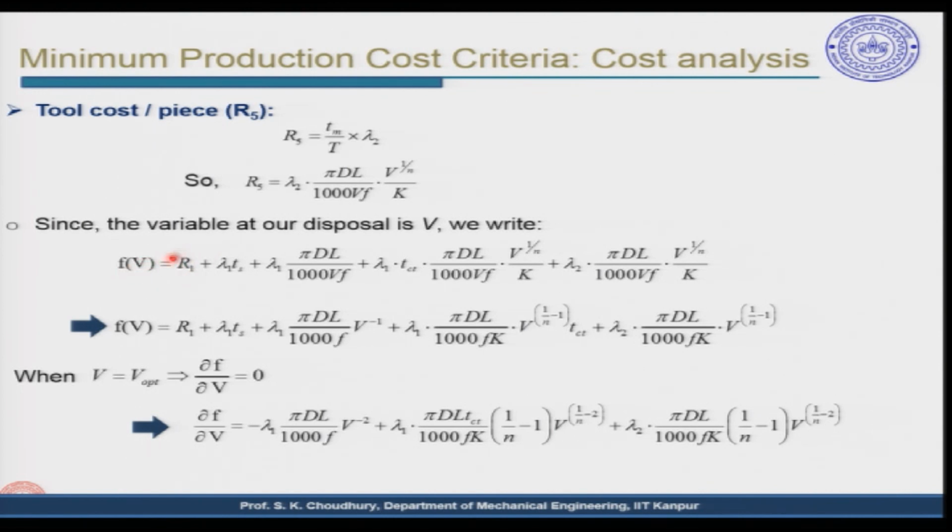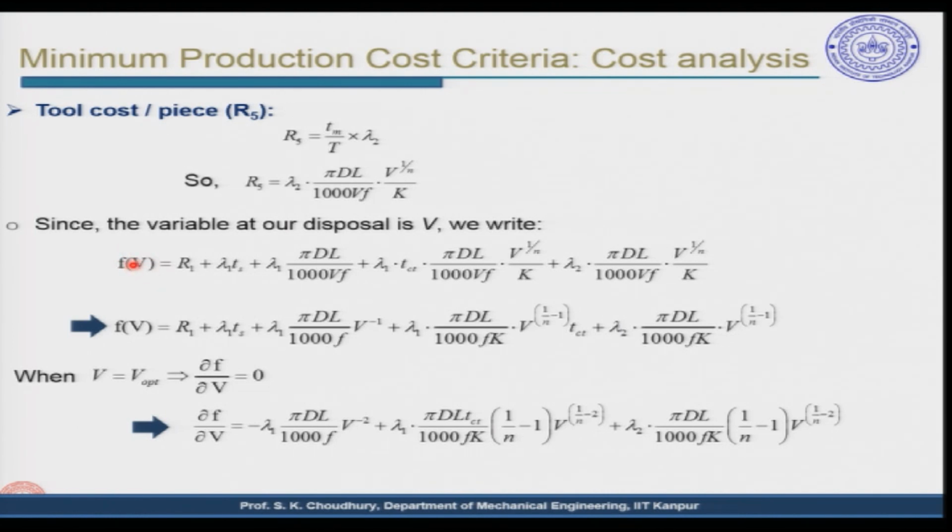That is equal to R1, which is independent of the cutting velocity, R2, which is independent of the cutting velocity and is given by delta lambda 1 into Ts, R3, this is the machining time that we have already calculated, R4, this is the tool changing time cost per piece, and the tool cost per piece. So, all these we found out, we sum them together, and we say that this is a function of the cutting velocity, which is basically the cost per piece.